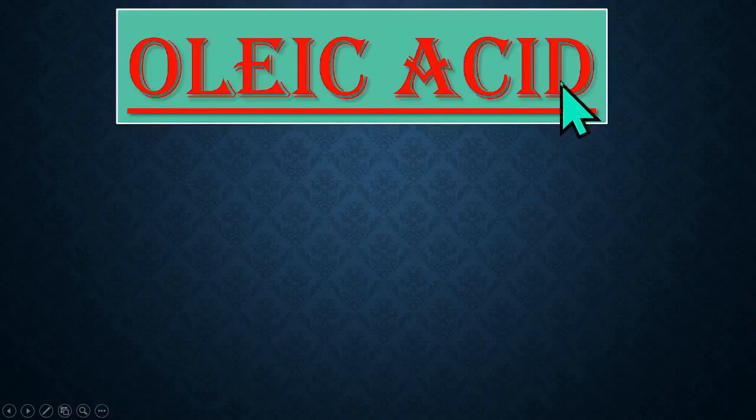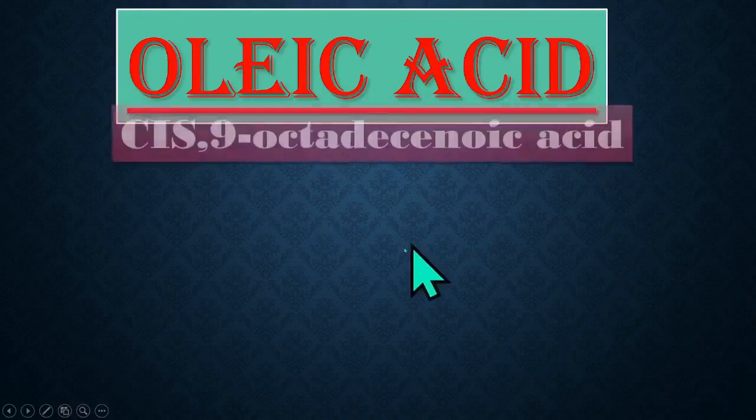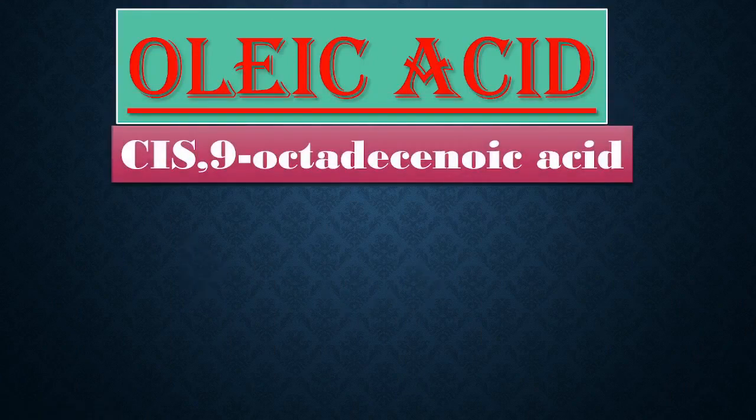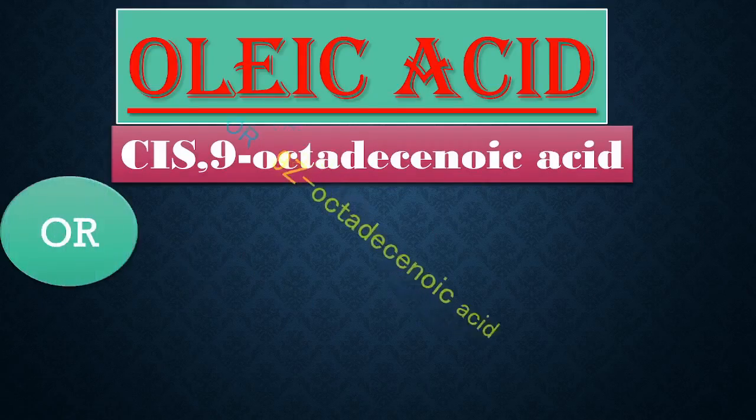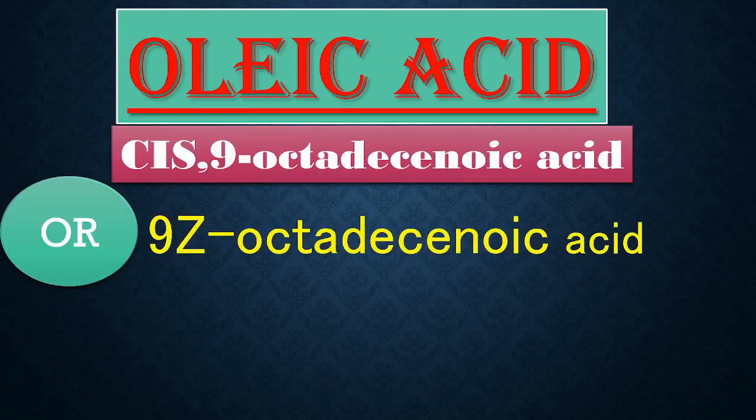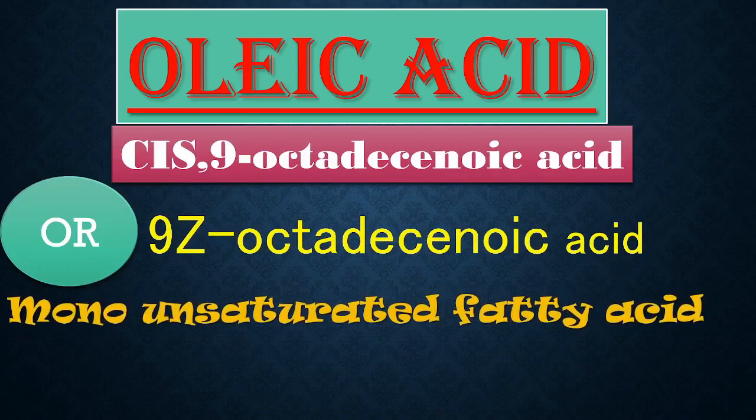Oleic acid is 9-octadecenoic acid, a monounsaturated fatty acid. The name oleic acid is a traditional name, and 9-octadecenoic acid is a technical name according to IUPAC, the International Union of Pure and Applied Chemistry. This technical name gives some understanding about the fatty acid structure and nature.